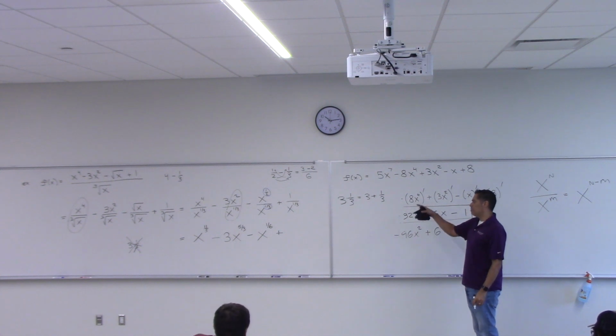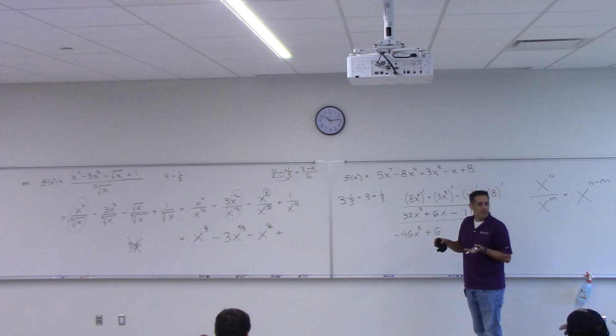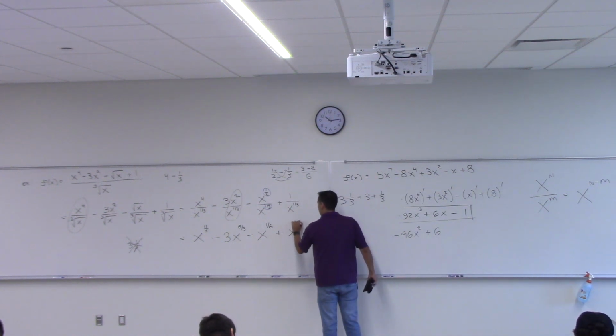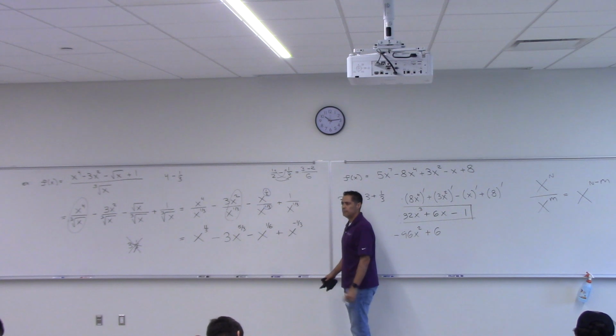Yeah, you could look at there being an x on top, but don't overcomplicate it. Why don't you just bring that up? Bring x to the 1/3 up. So it would be x to the negative 1/3. Okay?